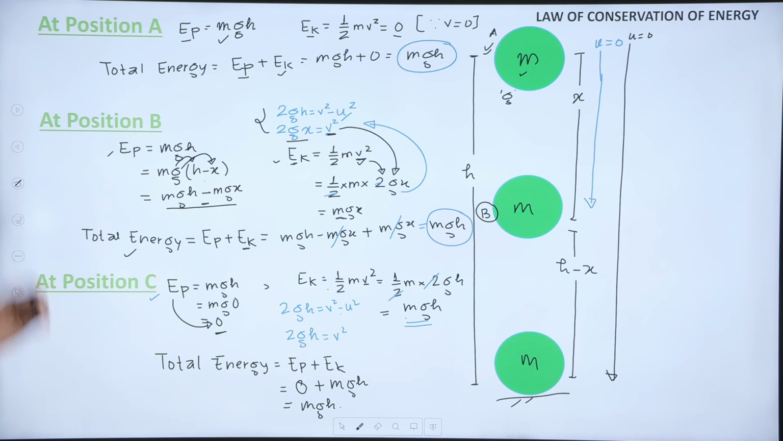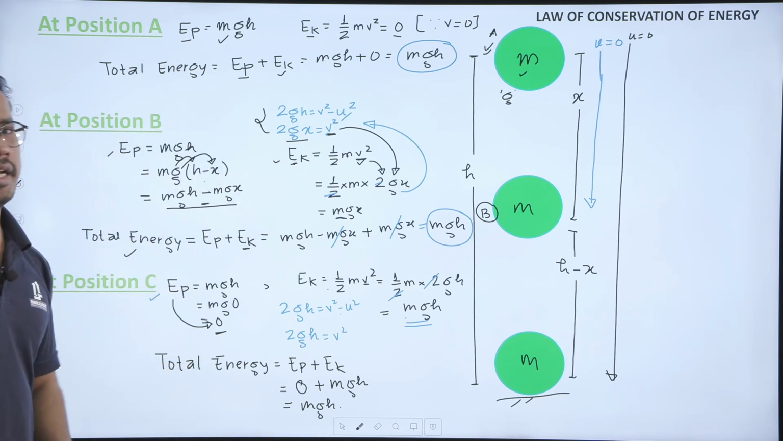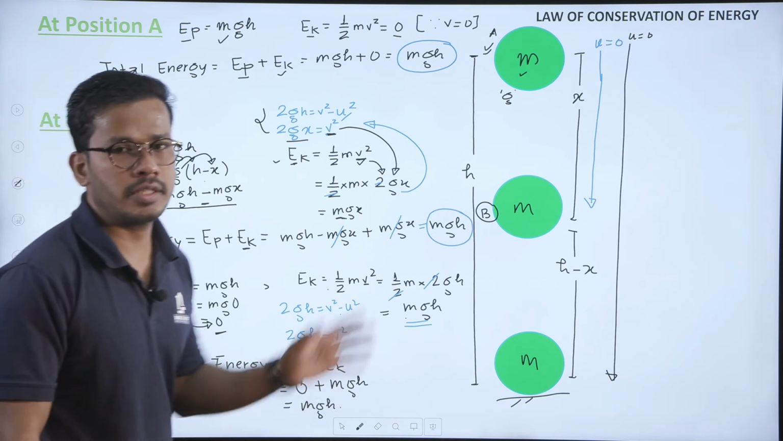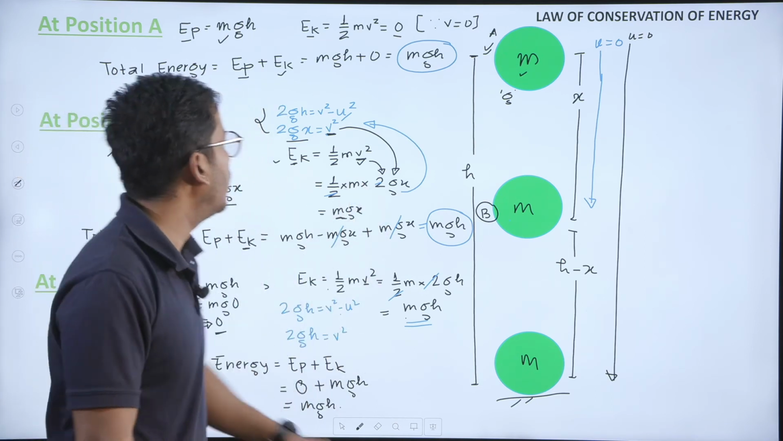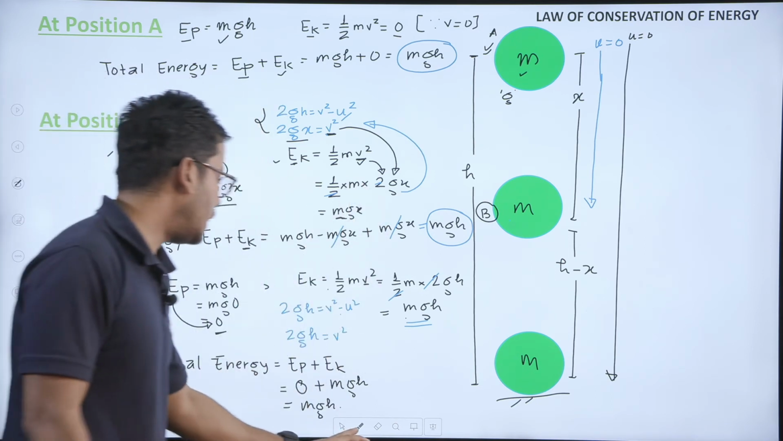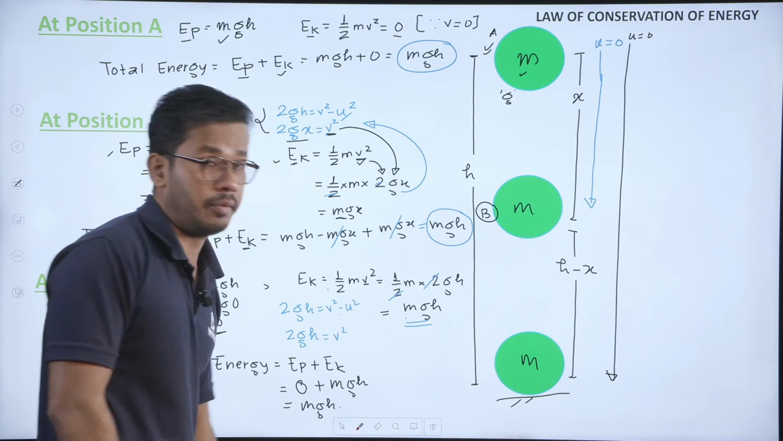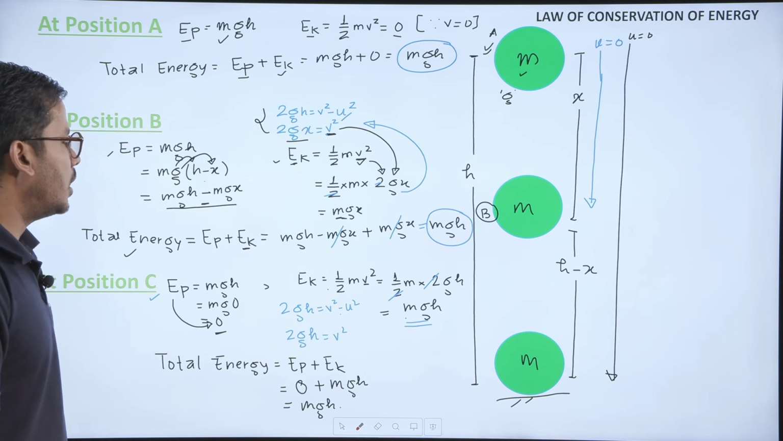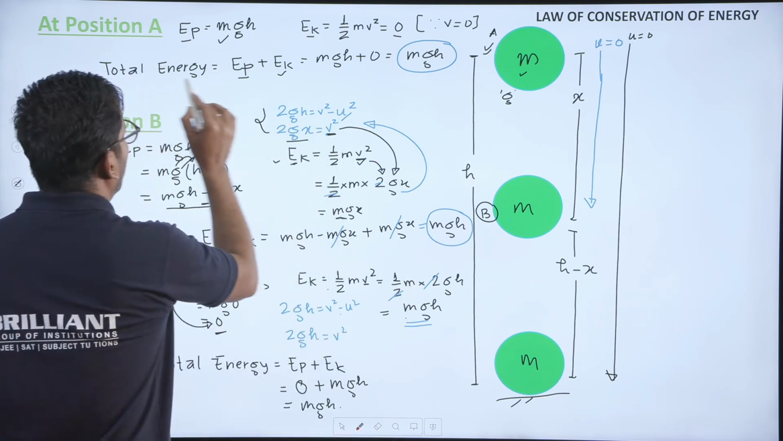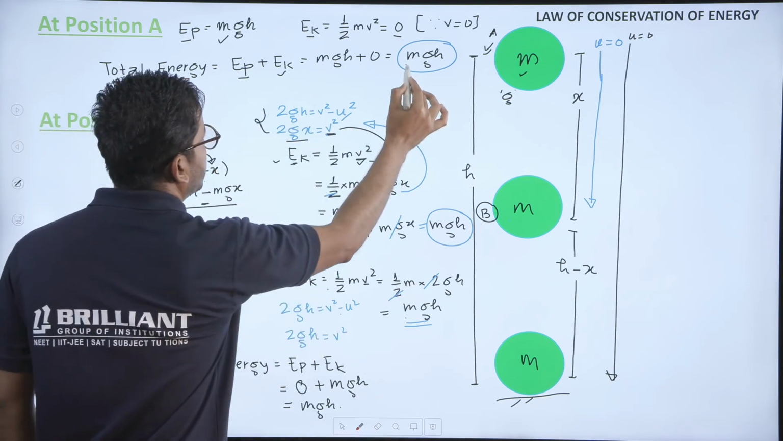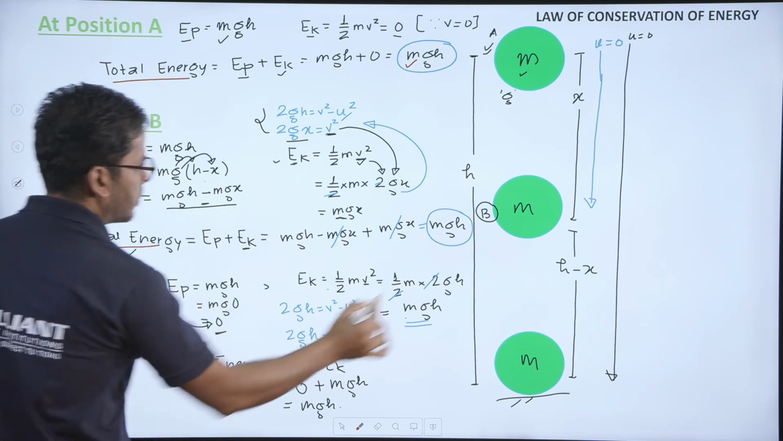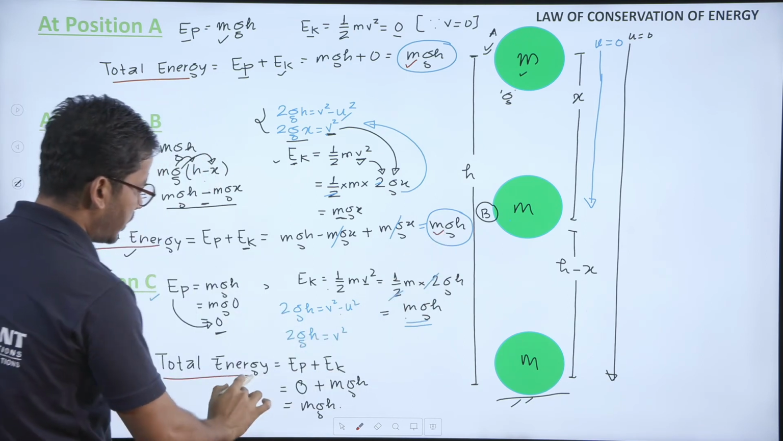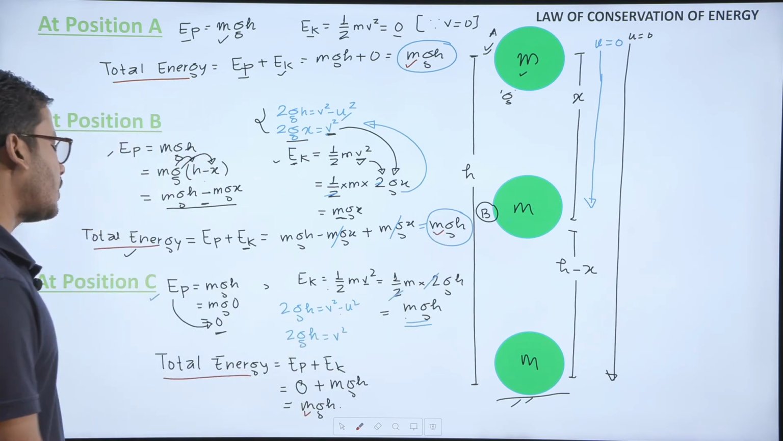So this is it. This is what you need to do. At every point you find the kinetic energy, potential energy, and total energy, and you basically get the derivation very properly. Let me find out the conclusion now. See, at every point, what is the total energy value? The total energy value comes to mgh.